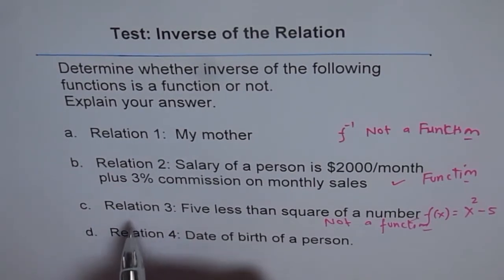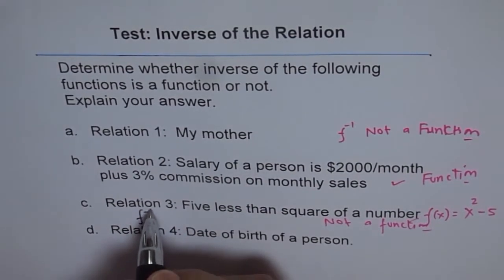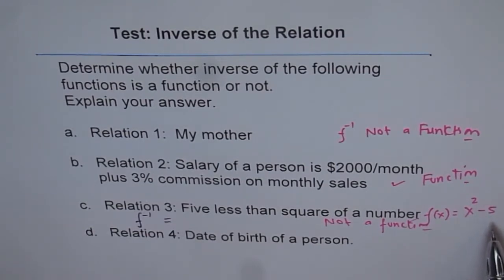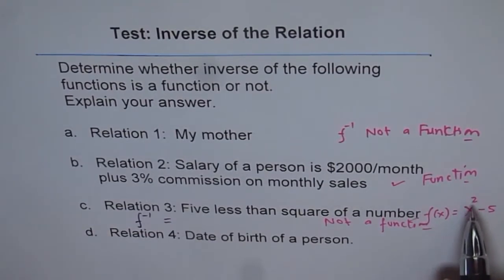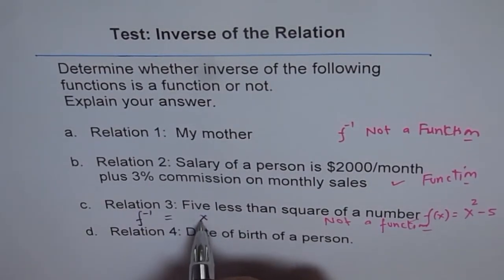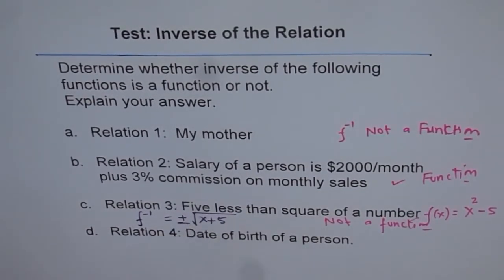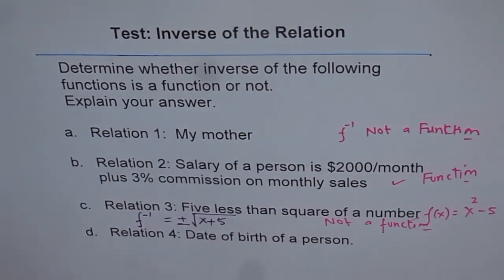So f inverse of this will be what? Let me write here. F inverse will be equal to, let's read it in the reverse order. If you go this way, square the number and take away 5. Otherwise, what should you do? Add 5 and do square root. But remember, whenever you do square root, you have to do plus and minus. And once you do plus and minus, that means you got two values. So it is not a function, correct?